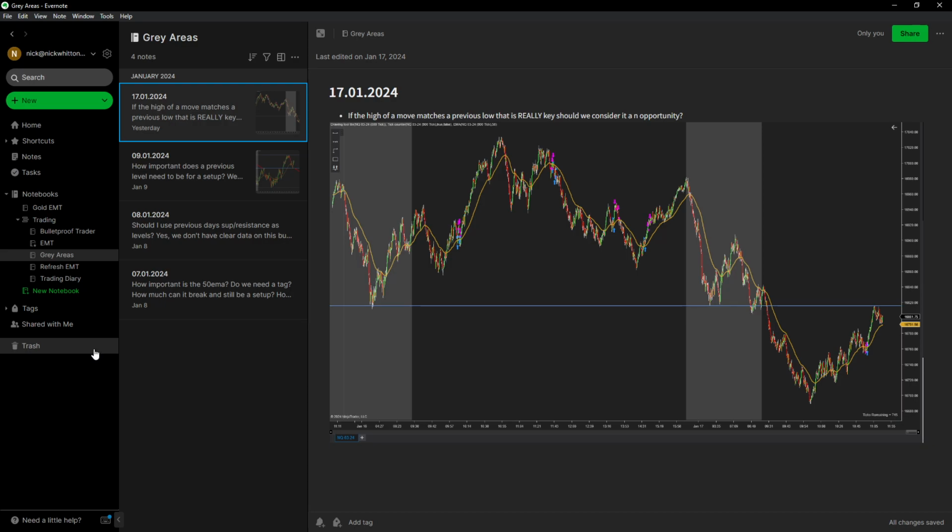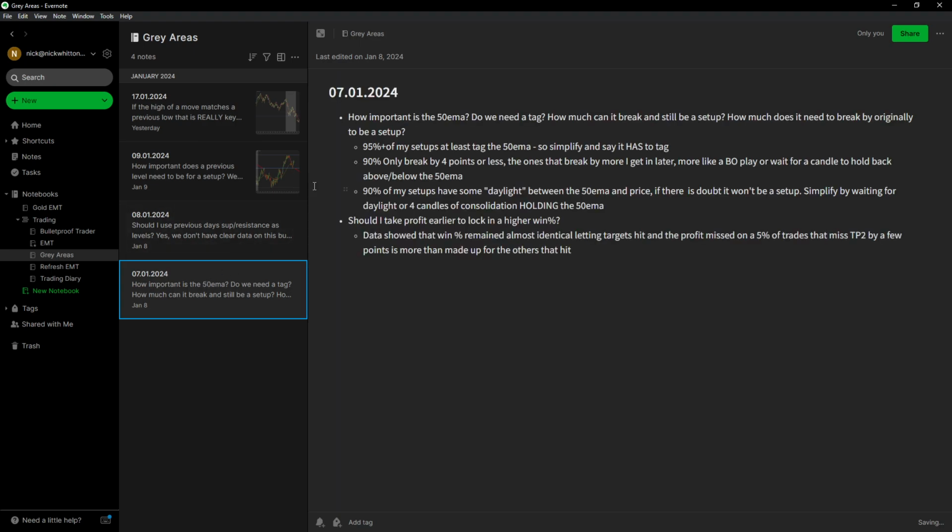Often, a lot of the mistakes that we make, whether it's B game or C game, come down from an uncertainty. For me, for example, I had an uncertainty as to, I'll read these out here. How important is the 50 EMA? Do we need a tag? How much can it break the 50 EMA and still be a setup? How much does it need to break by originally to be a setup?